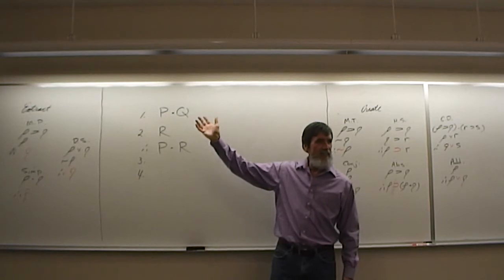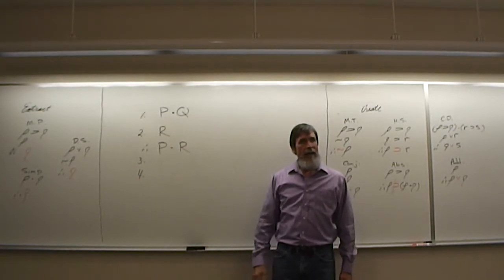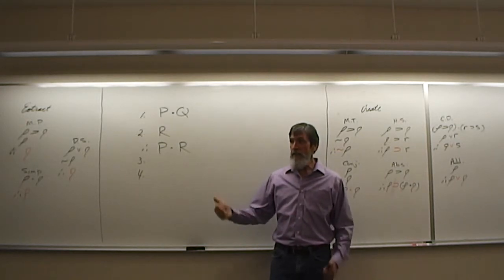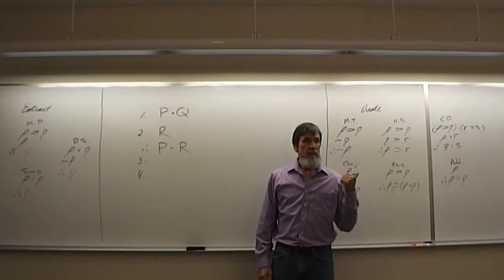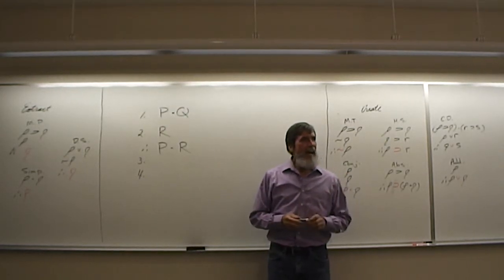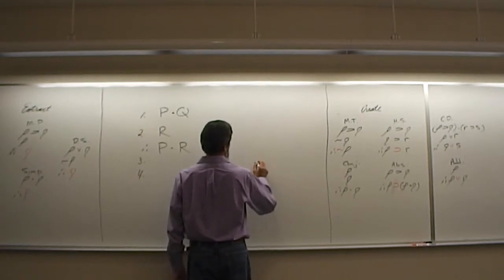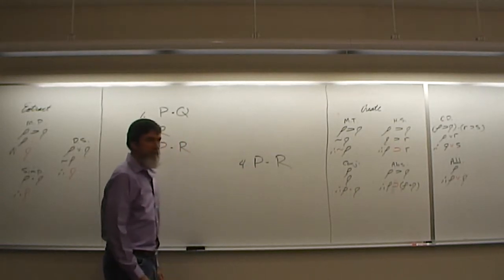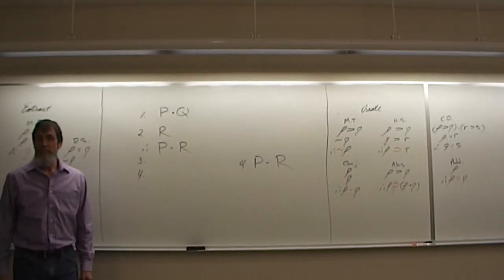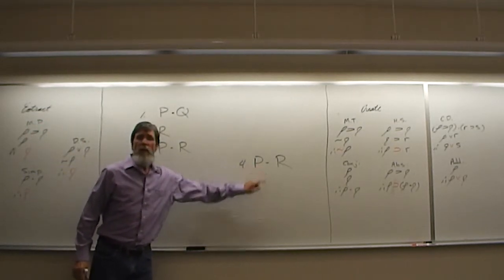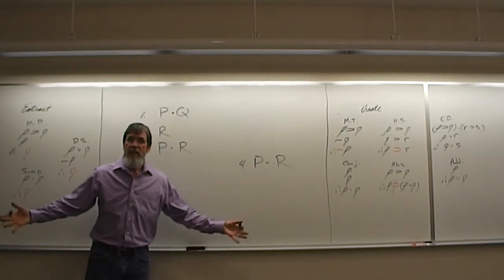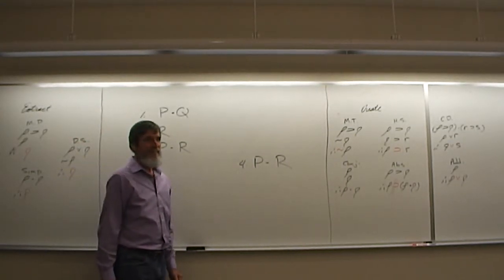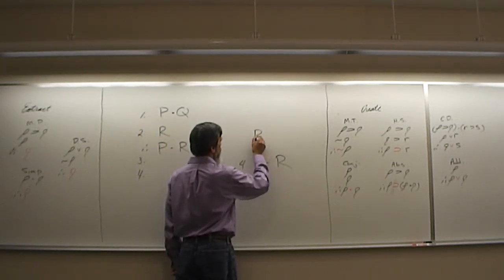P dot R, does it exist in the premises? No. So the last step of the proof is going to be to create it, right? Either extract or create. You guys are following along. Okay, so the last step of the proof is to create P dot R. And it's going to be line 4. That's the last step of the proof. There's only one way to create a dot. How do you create a dot? Conjunction. So let's keep track of what we're thinking here.